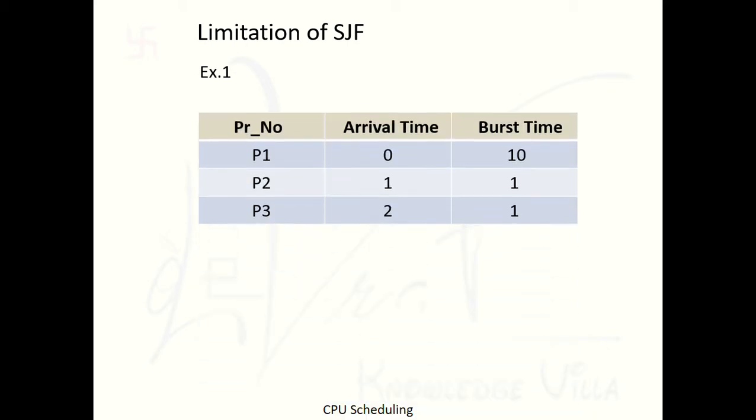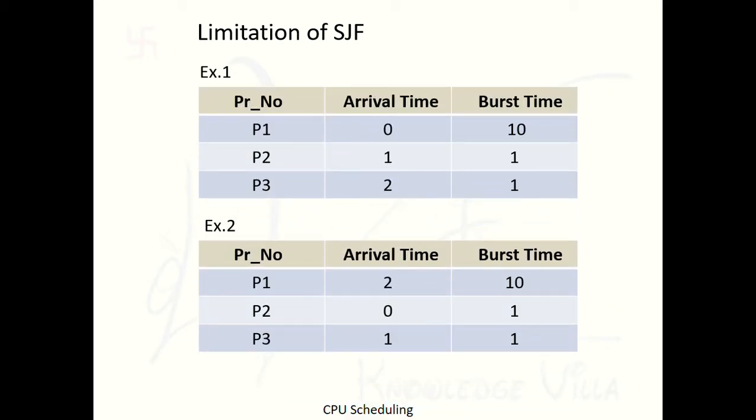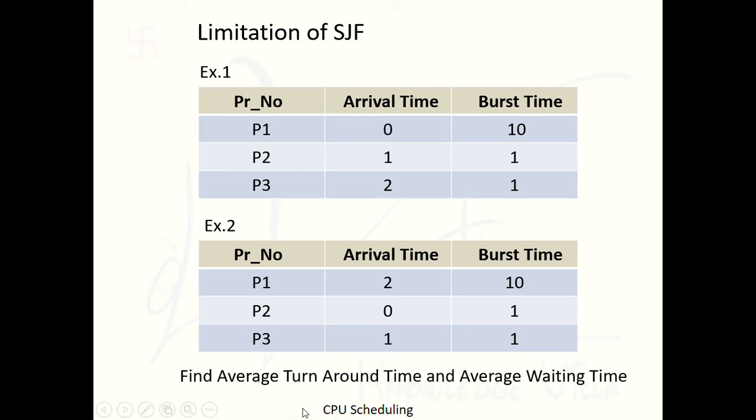We are learning CPU scheduling. In terms of CPU scheduling, today our topic is the limitation of shortest job first. Before this video, we have discussed first come first serve and shortest job first, two algorithms, and today we are discussing the limitation of shortest job first. We will understand it by taking two different examples, and we will find the average turnaround time as well as average waiting time for both examples.